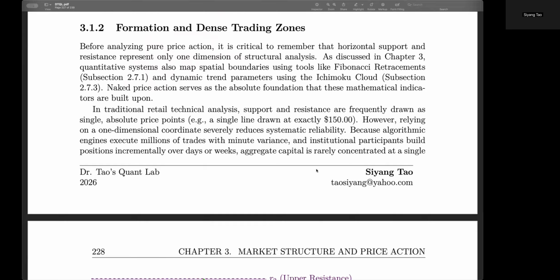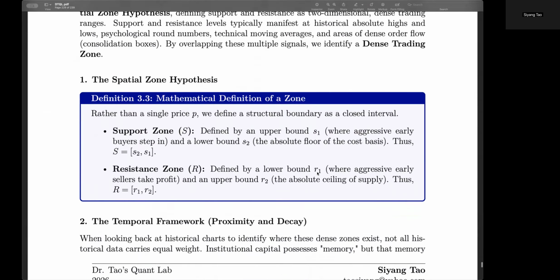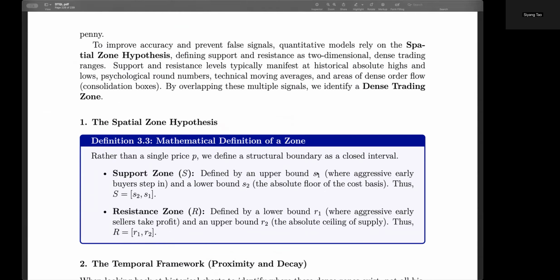But institutional capital does not work this way. Algorithms execute millions of trades with minute variance, and hedge funds build positions incrementally over days or weeks. Aggregate capital is never concentrated at a single penny. Today, we upgrade our methodology. We are going to replace single lines with the spatial zone hypothesis, mathematically defining market boundaries as two-dimensional, dense trading ranges.